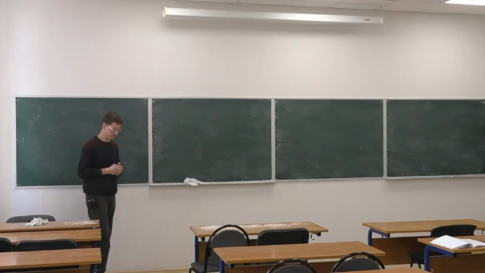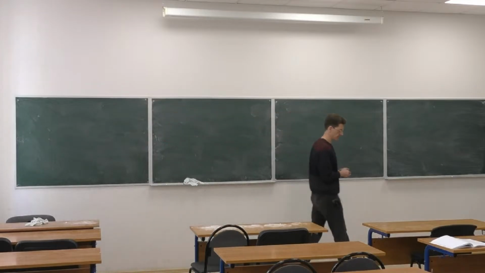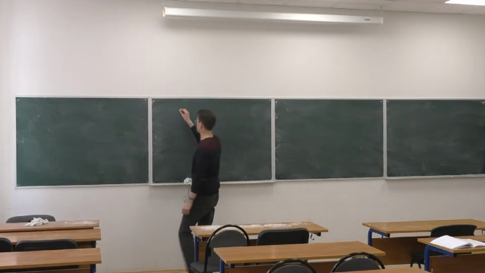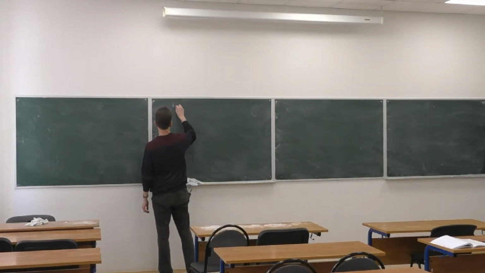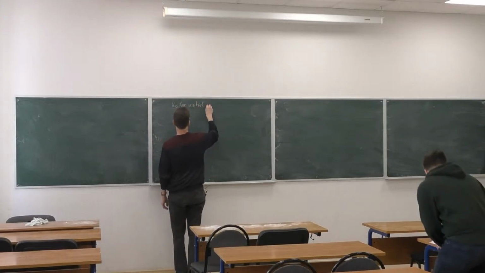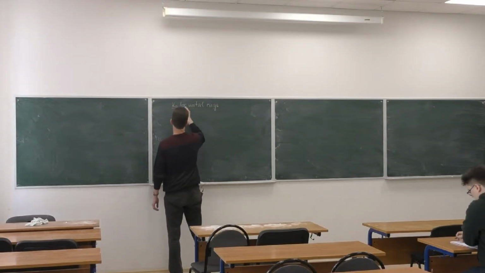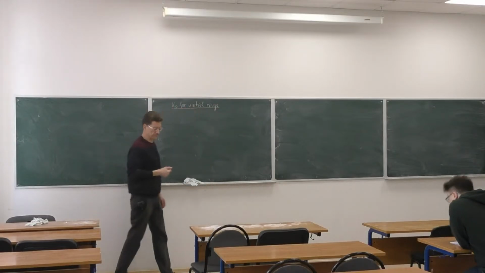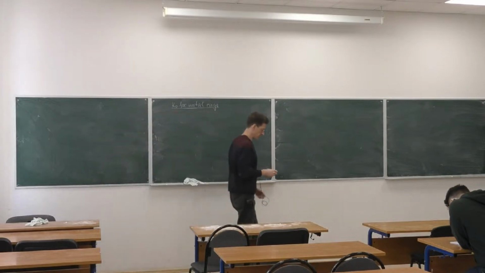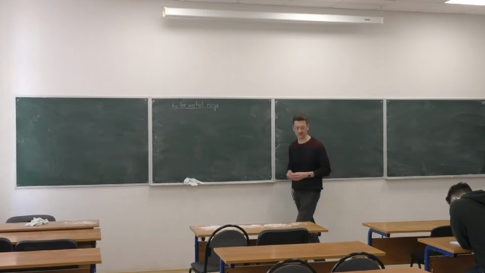Okay, so our main goal for today is to introduce the functor K0 for unital rings. Well, first of all, why do we care about rings? Well, of course, our main objects are still C*-algebras.